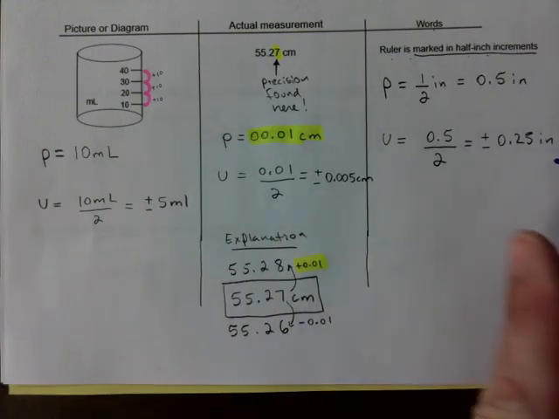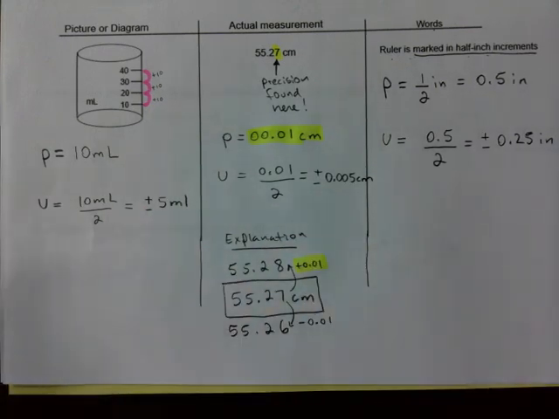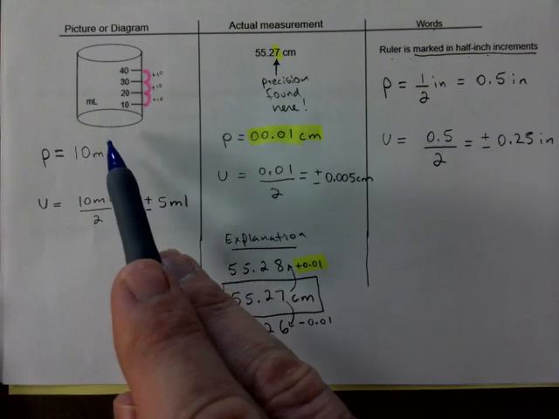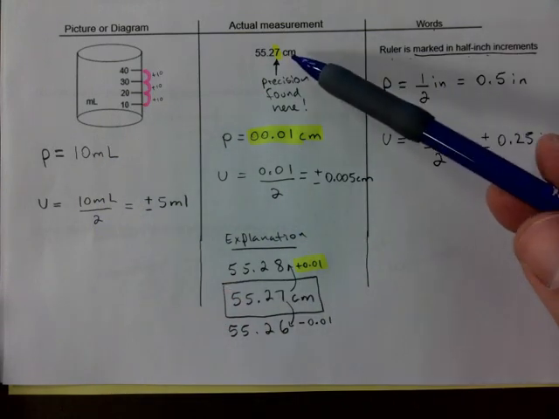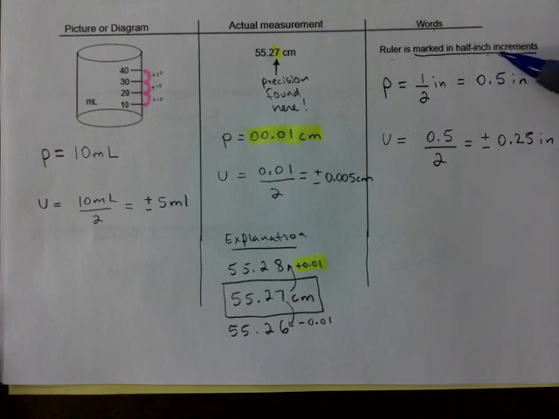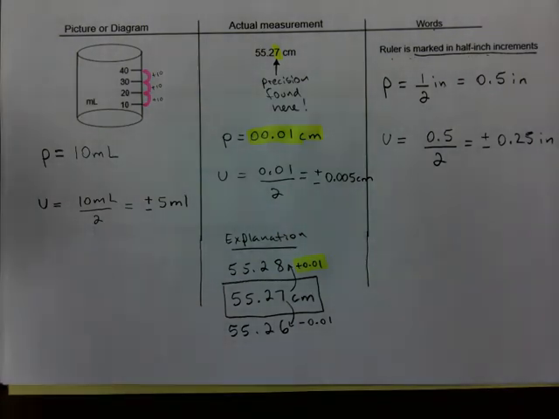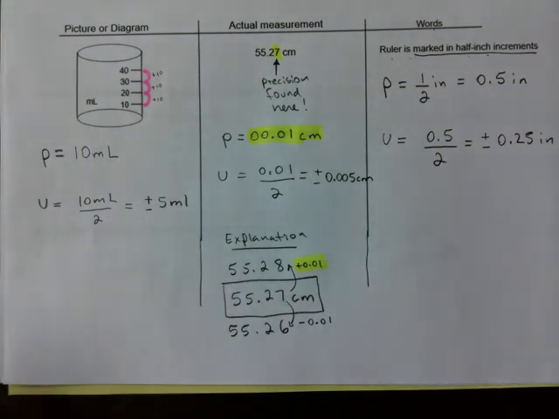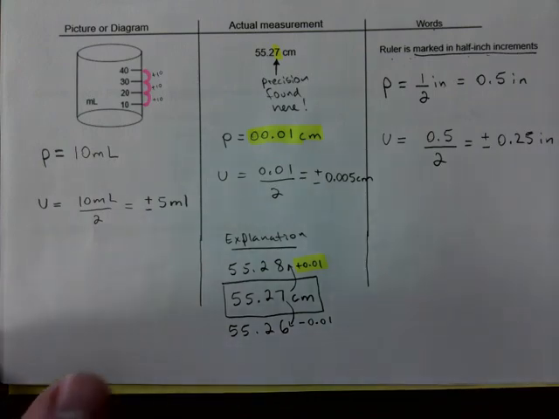So 3 ways that you could be asked to find the precision and the uncertainty. There could be a diagram, just a number, and you hone in on that last one, or in words where they just tell you straight up that this ruler is marked in half-inch increments. All right. Let's practice this. I need you to practice this. Let's go to 6.